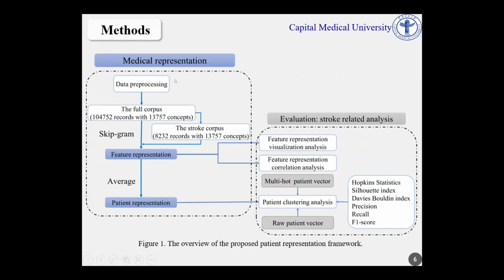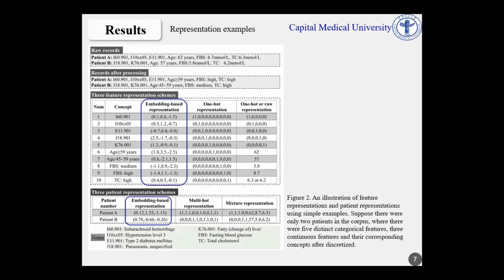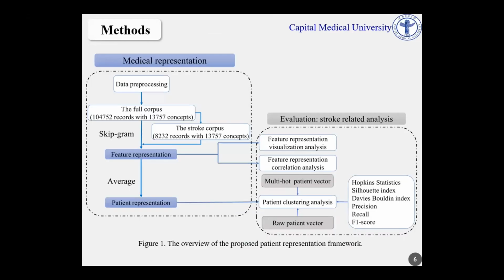After we process the data into the categorical feature concept, the full corpus and the stroke corpus were generated, and then the classical word embedding method, the skip-gram, was used to train the embedding-based feature representations. And then we average the feature representations into the patient representation.